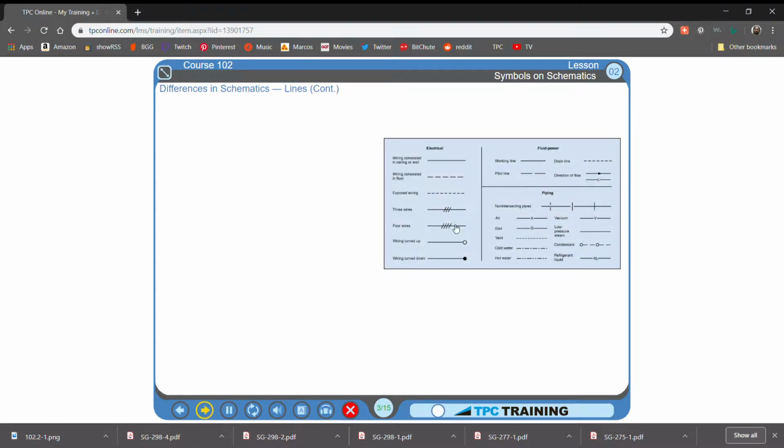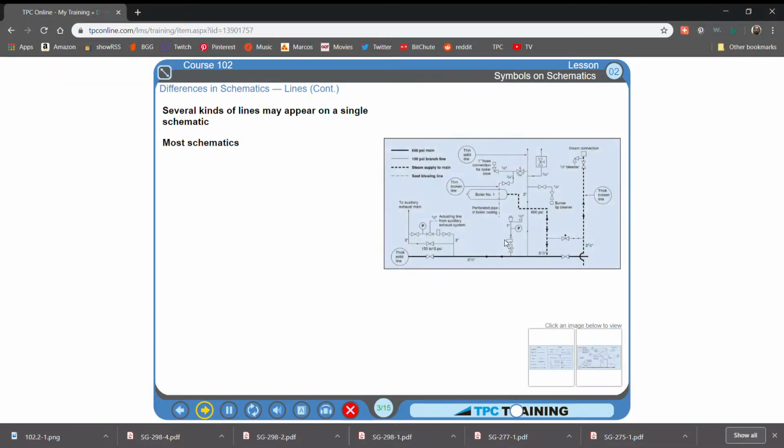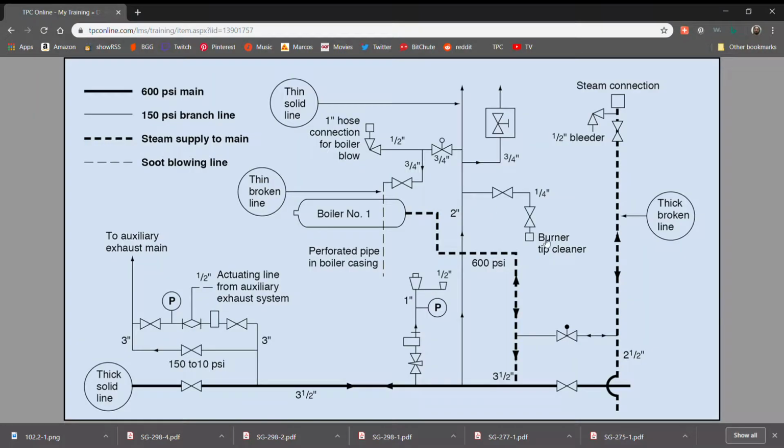This chart shows some other common lines used in schematics. Several kinds of lines may appear on a single schematic. Most schematics use only one thickness, the present standard, but they may use various combinations of solid and broken lines.